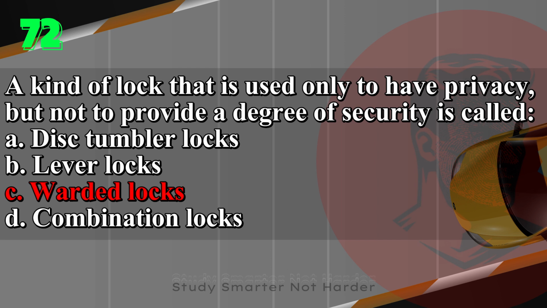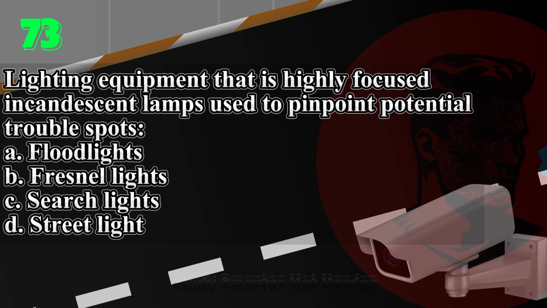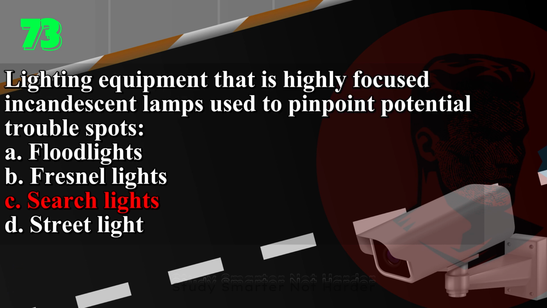C. Warded locks. 73. Lighting equipment that is highly focused incandescent lamps used to pinpoint potential trouble spots. A. Floodlights. B. Fresnel lights. C. Searchlights. D. Street light. C. Searchlights.